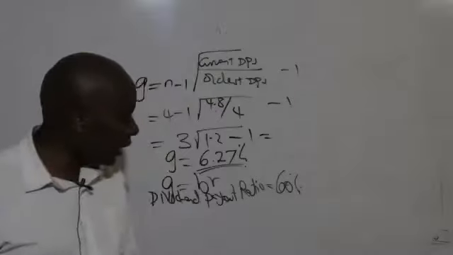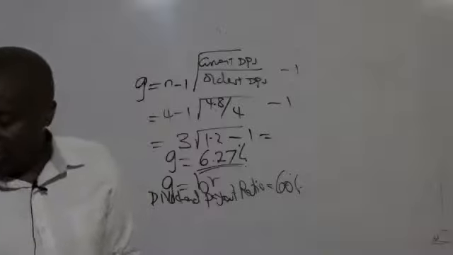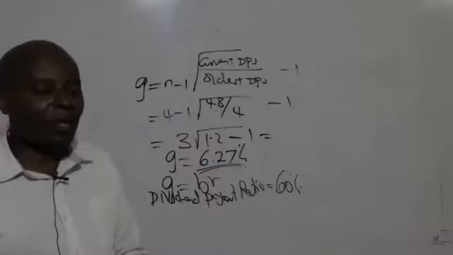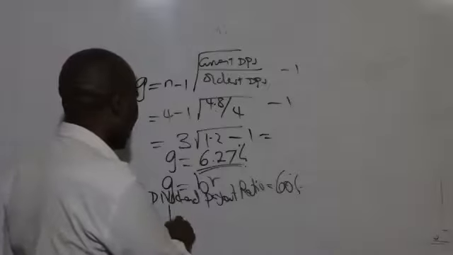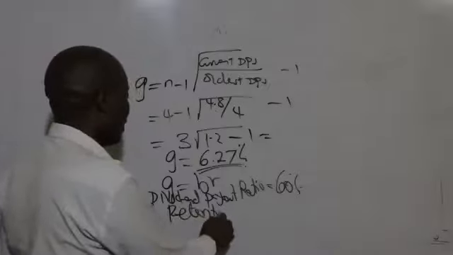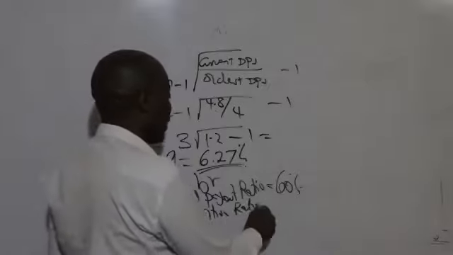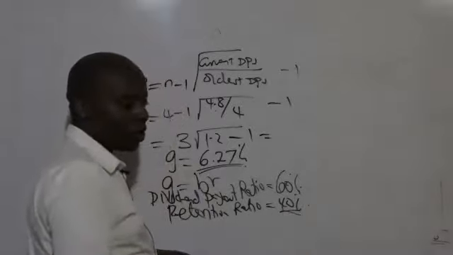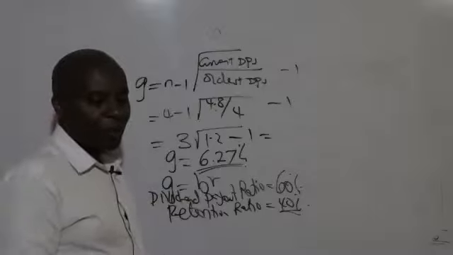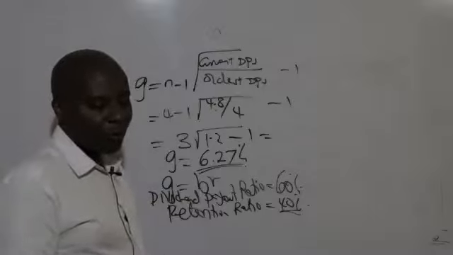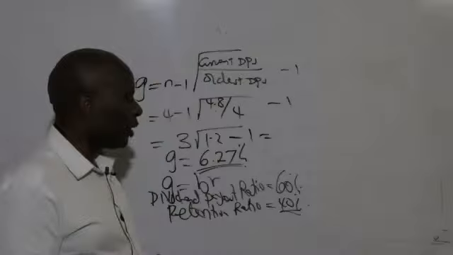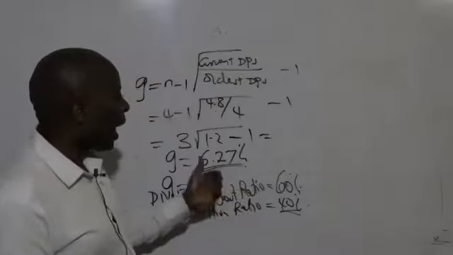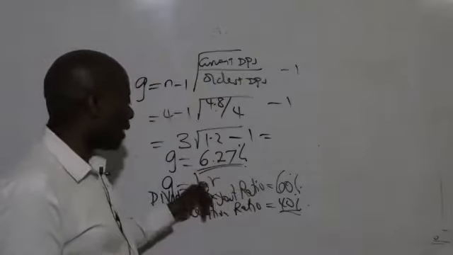So they've given us the dividend payout ratio, which is 60%. So if we are paying 60%, we are retaining 40%. So then the retention ratio is 40%, which is the same as 0.4. Now, ladies and gentlemen, the moment I have this, I'll be able to go back to my formula.